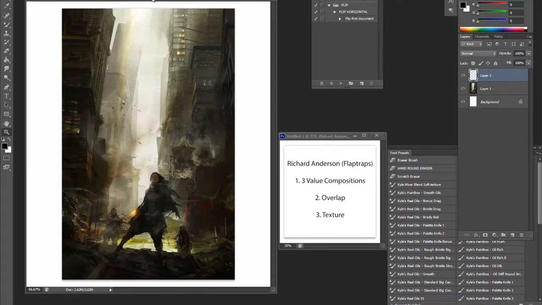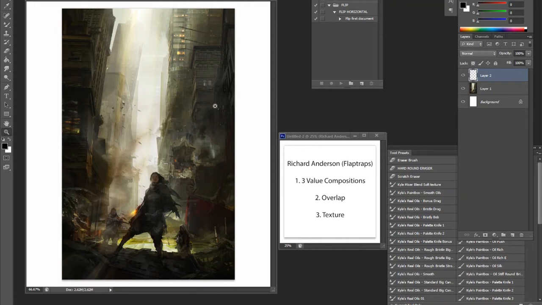So I'll be talking primarily on just revisiting the idea of making your compositions with three values. I'll also talk about the idea of overlap to create depth and why it's helpful when you're using a flatter, more designy type of style like this, and I'm going to talk a bit about texture too, even though I don't think that's the main selling point of Richard Anderson's work.